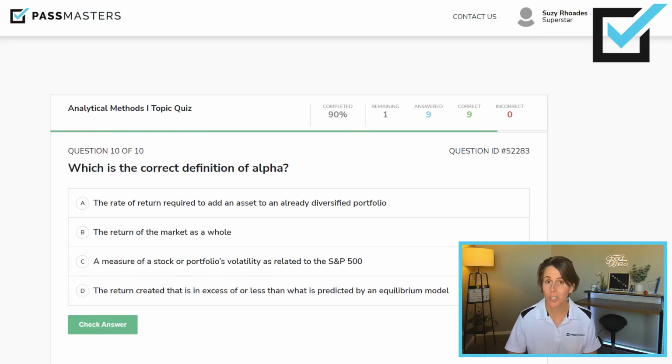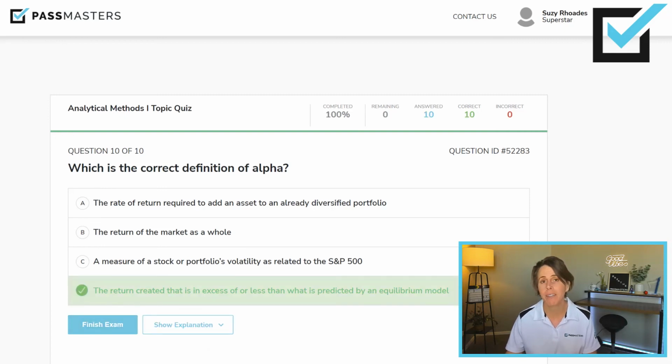Which is the correct definition of alpha? The rate of return required to add an asset to an already diversified portfolio? No. The return of the market as a whole? A measure of a stock or portfolio's volatility as related to the S&P 500, that is beta. The return created that is in excess of or less than what is predicted by an equilibrium model. So that is the correct answer. Alpha can be negative, which would not be desirable. Positive alpha is always desirable.